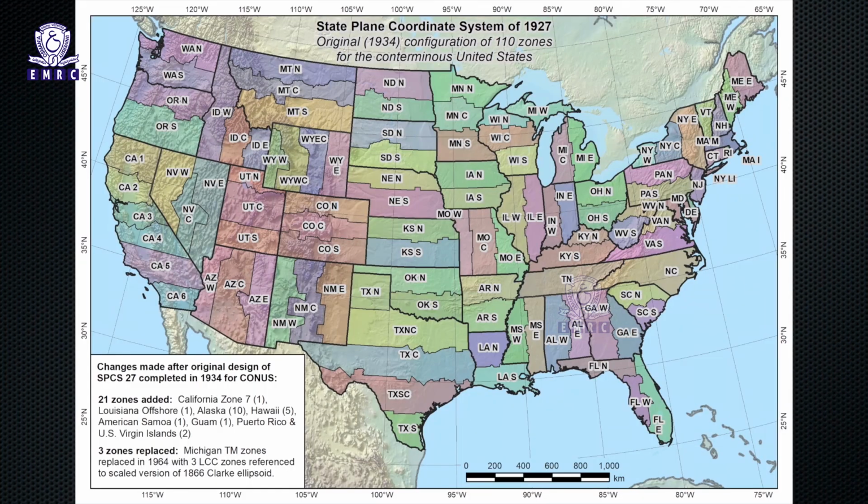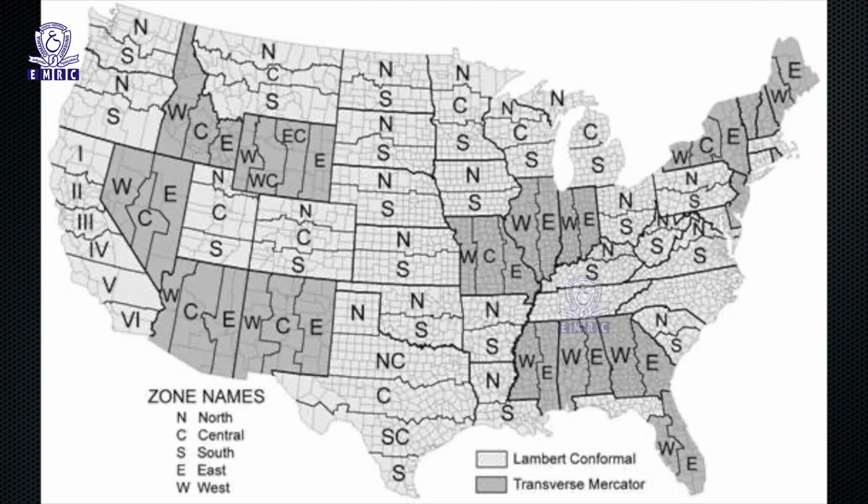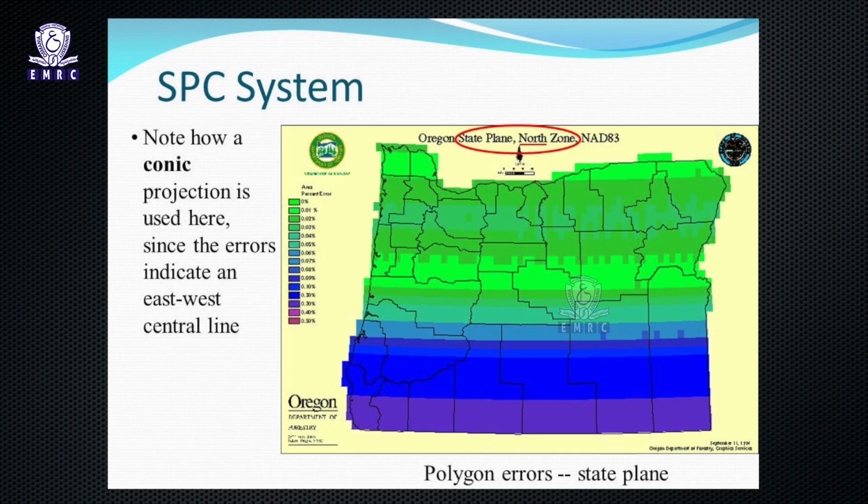As an example, Oregon has the north and the south SPC zone, and Idaho has west, central and east SPC zones. The zones that are elongated in the north-south direction use the transverse Mercator, and zones that are elongated in the east-west direction use the Lambert conformal conic. Point locations within each SPC zone are measured from a false origin to the southwest of the zone.